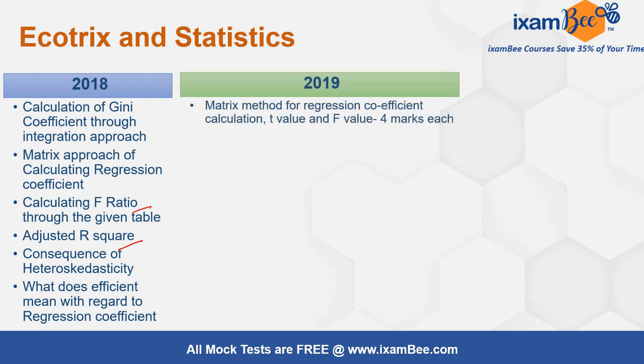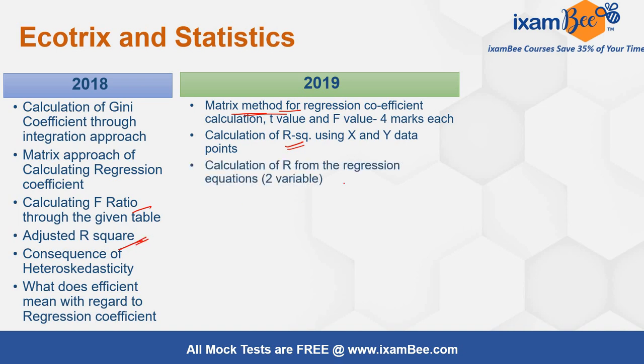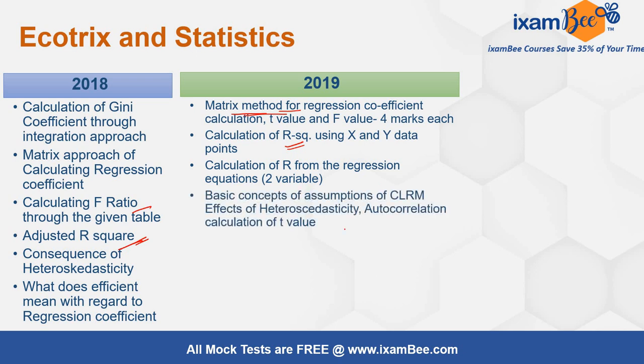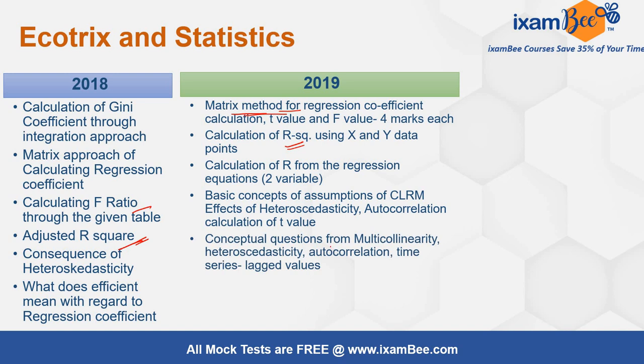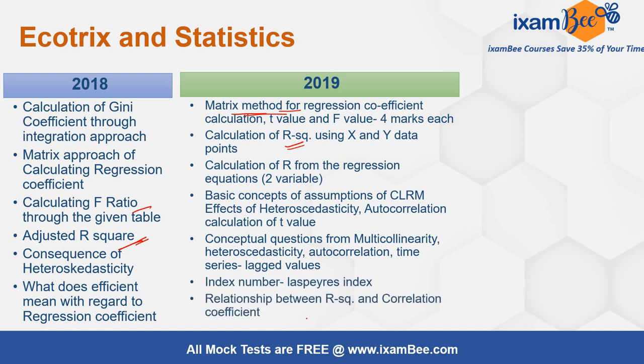Moving ahead to 2019, there was a 4-marker question related to the matrix method of regression. So it's a very, very important numerical based topic and calculation that comes almost every year. Calculation of R square, again a common topic that was asked in 18 and also in 19. Calculation of R from the regression equations consisting of 2 variables. Basic conceptual assumptions of the CLRM, and the calculation of t-value. Then conceptual questions from multicollinearity, autocorrelation, time series, lagged values, index numbers, and relationship between R square and correlation coefficient.